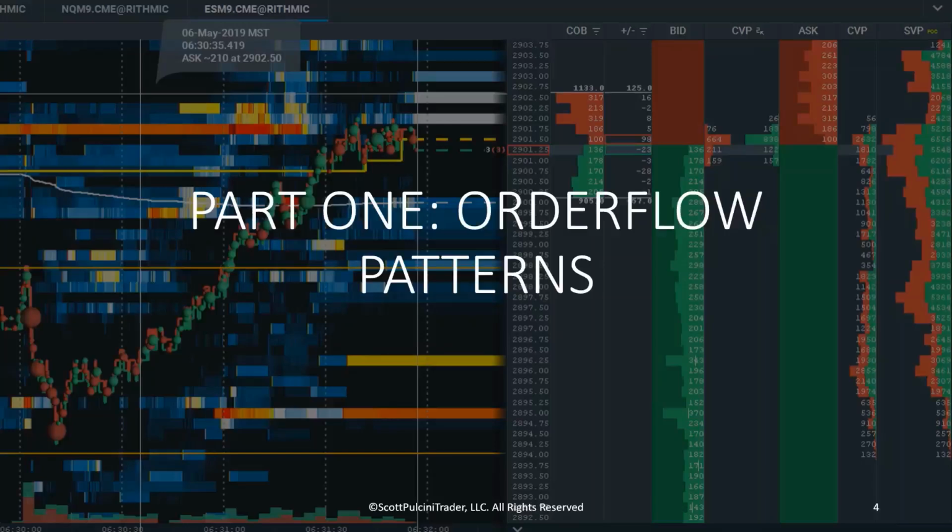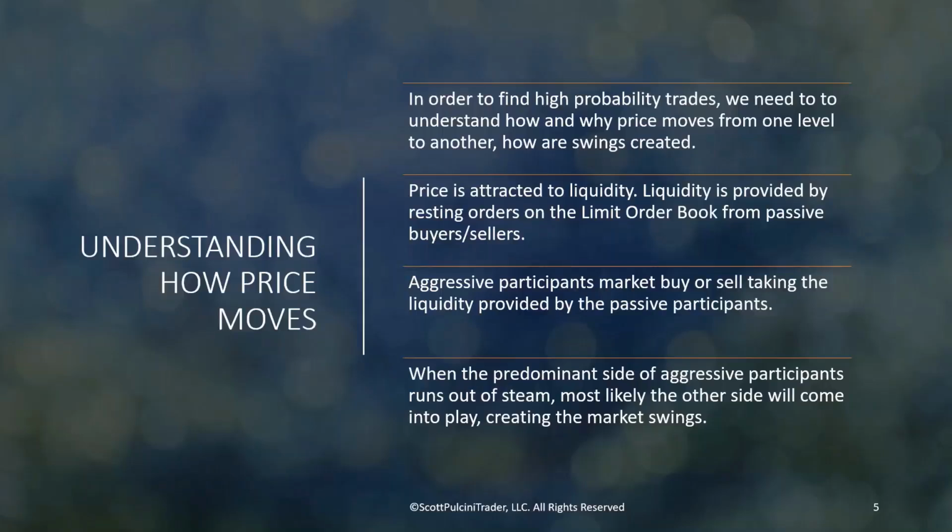So let's start by understanding the most important order flow patterns, the patterns that we are going to use and look to get in our entries. To find those patterns, first of all, you also need to understand how the price moves. If we want to find high probability trades, we need to understand how and why price moves from one level to another, and how swings are created, what's behind that.